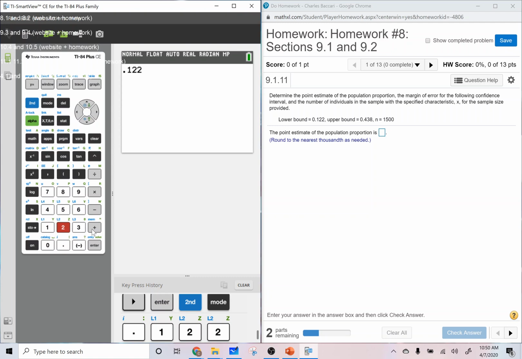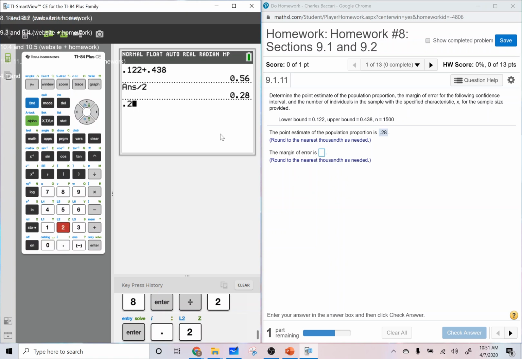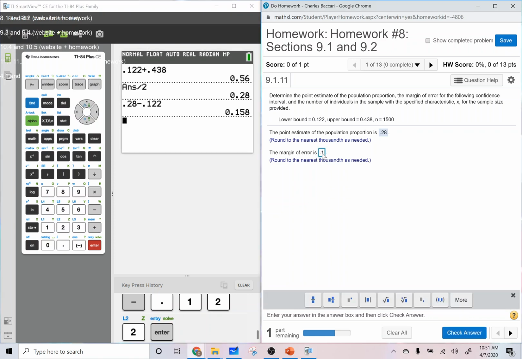0.122 plus 0.438, and then divide that by 2. And that is your point estimate. That is the number that's halfway between these 2 points, which is the best estimate for this. Now, if you want the margin of error, we're just going to use the point estimate minus the lower bound. And we have 0.158.